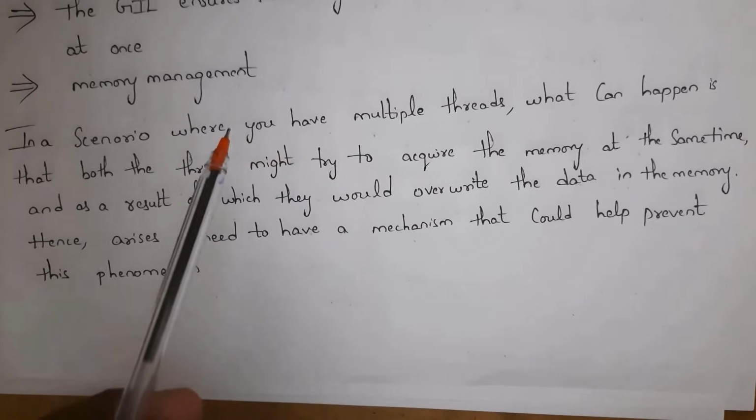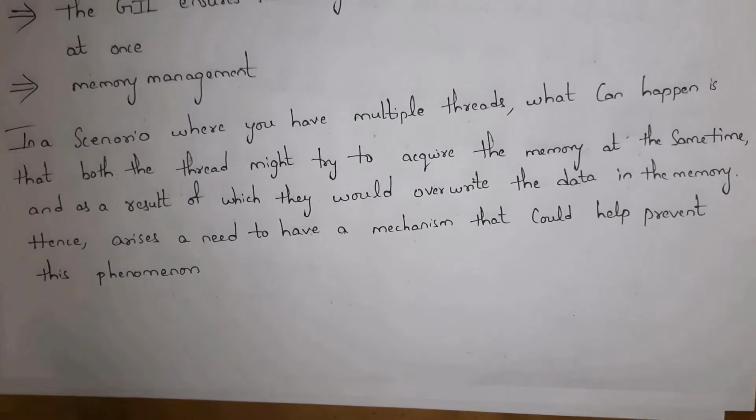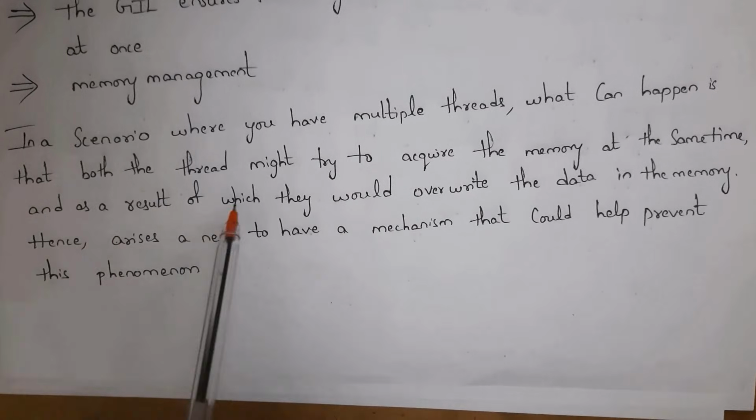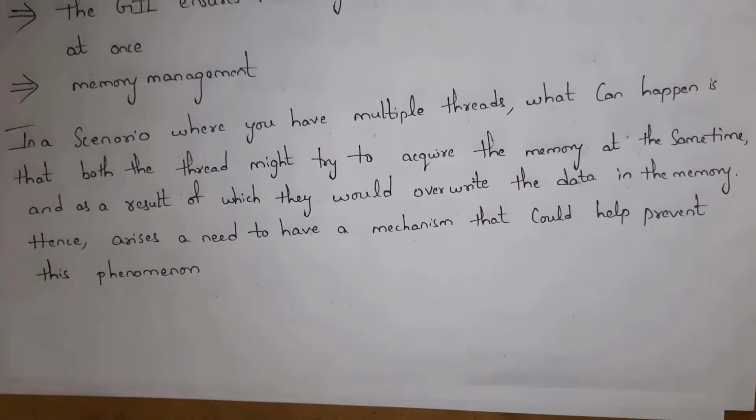If you have multiple threads, all these threads will occupy memory at the same time. As a result, they would overwrite the data in the memory. Hence there is a need for a mechanism to prevent this phenomenon. That is nothing but the global interpreter lock; we need it in order to prevent this.